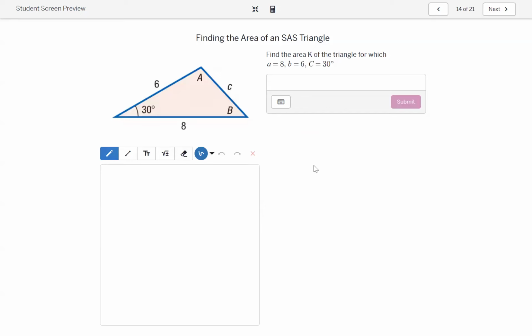So we've got A, B, angle C. So area is 1/2 AB sine C. A is 8. B is 6. Sine of C is 30 degrees. And then we just crunch, crunch, crunch.